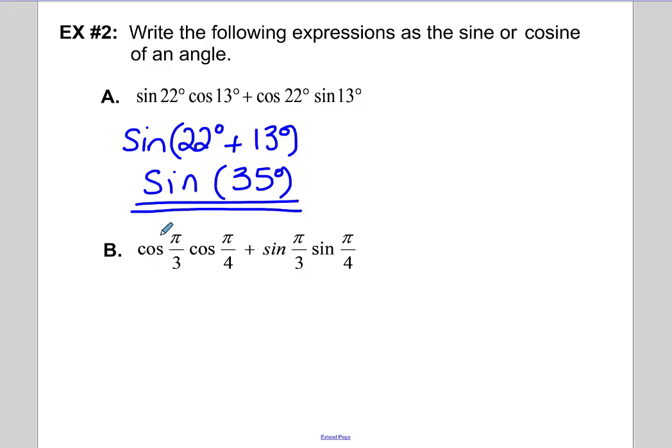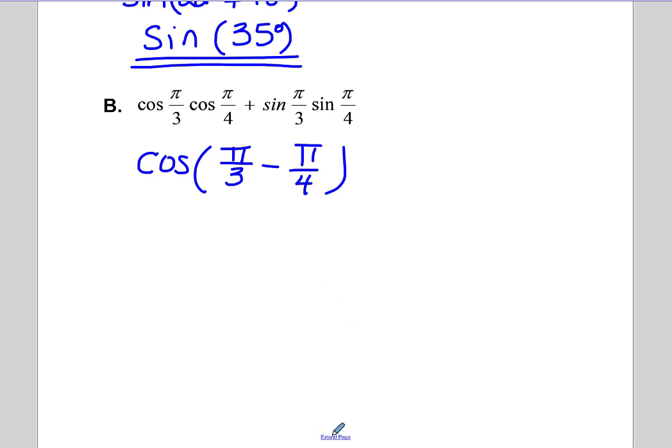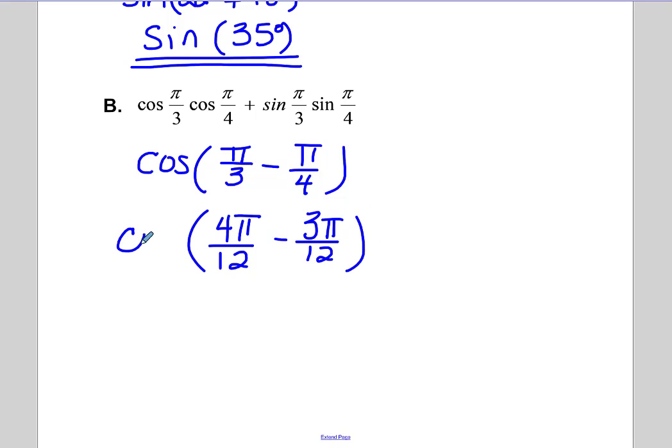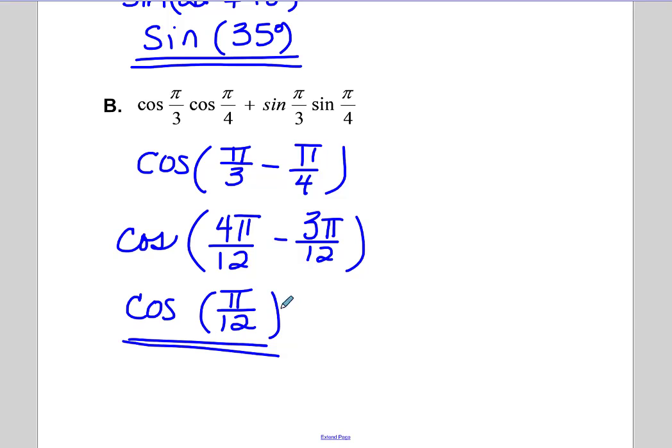This one's the cosine pattern because it starts out cosine, cosine, sine, sine. We have addition in the middle. So this one would happen to be the difference between pi over 3 and pi over 4. So in this case, with radians, we want to get a common denominator. That would be 4 pi over 12 and 3 pi over 12, to have a common denominator of 12. And combining those two fractions, we're looking at the cosine of pi over 12 as a single angle.